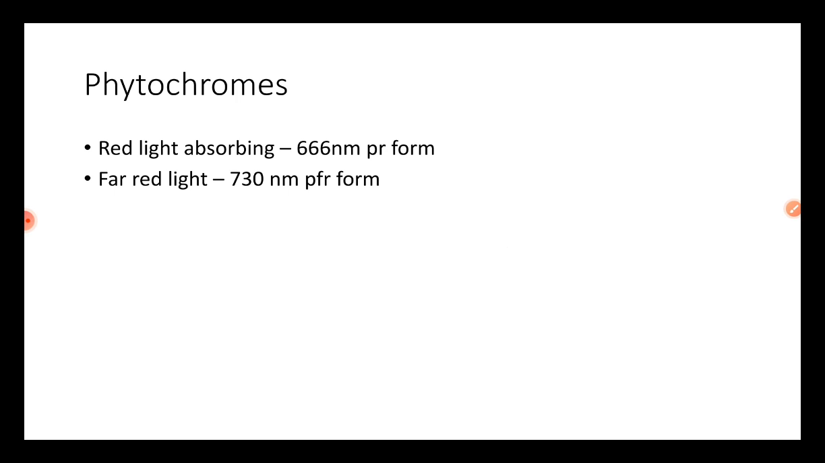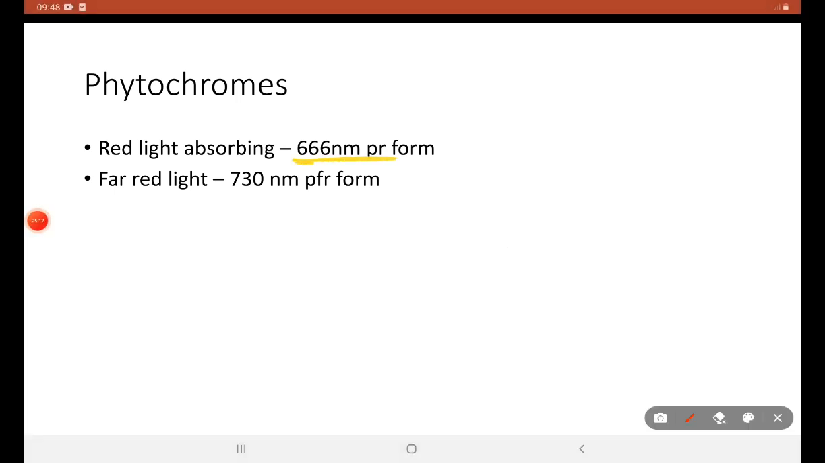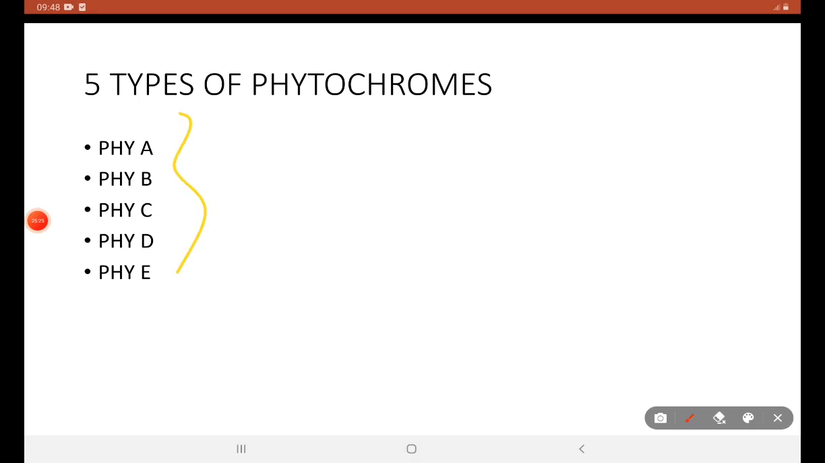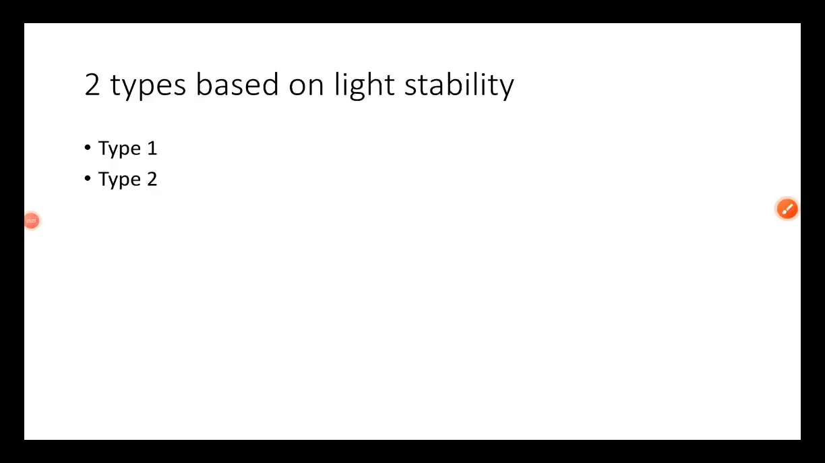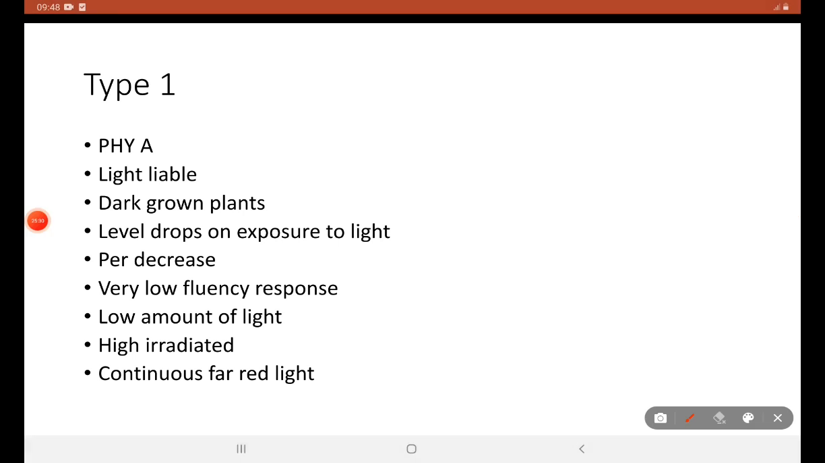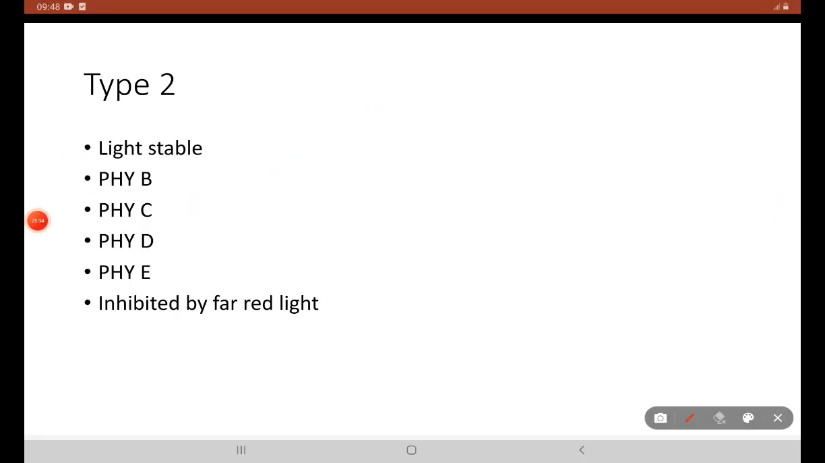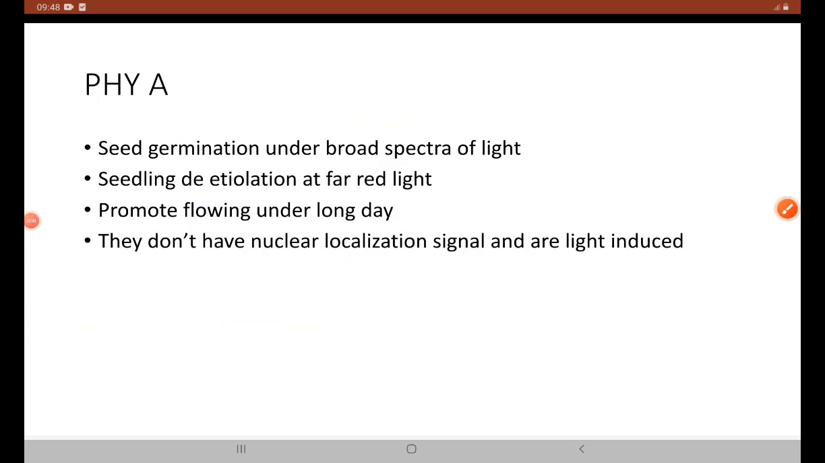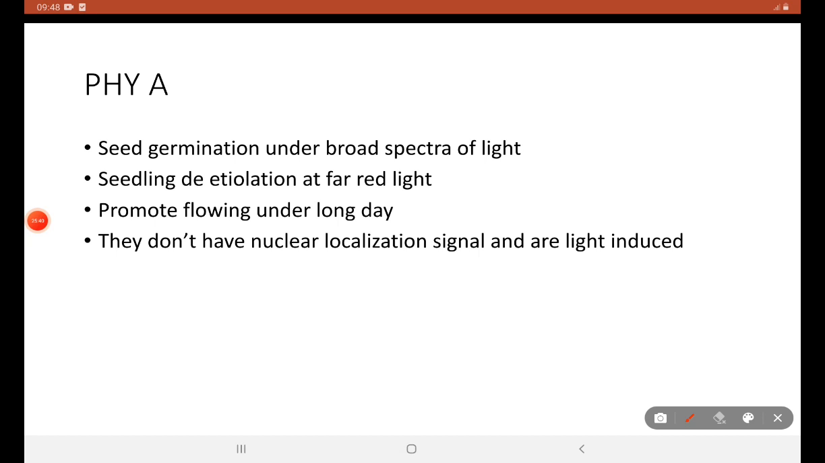Now we have phytochromes: red light absorbing and far red light absorbing. Red light absorbing at 616, far red light at 730. This is a previous year question. Then we have 5 types. Type 1 and type 2. Type 1 is light labile, that is phytochrome A. Type 2 is light stable. All the others are inhibited by far red light. They don't have a nuclear localization signal.